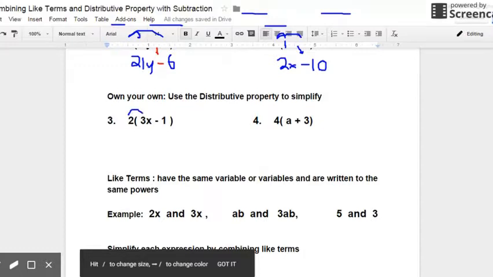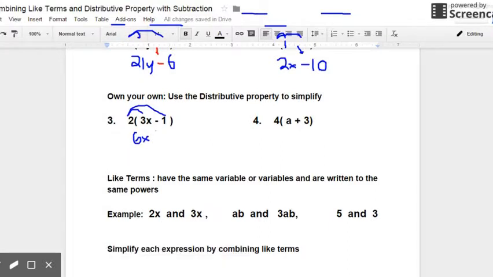You should have multiplied 2 times 3 and 2 times 1. We should get 6x. Bring down the subtraction sign since that's what's in the middle here. And then 2 times 1 is 2. For the second one, same thing: 4 times 1, because the a is by itself, gives me 4a. This time, this is an addition sign, so let's bring down the addition sign. See, that doesn't change. And then 4 times 3 is 12.